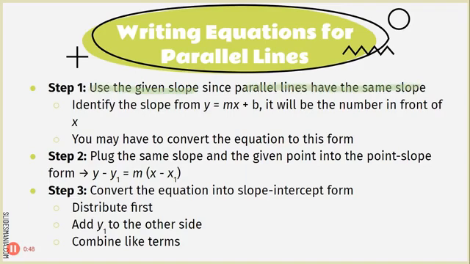If you are in slope-intercept form, you are going to identify the slope of that line and use that same slope. Sometimes you may have to convert the equation into slope-intercept form so that you can identify the slope. Once you have the slope, you plug that slope and your given point into point-slope form. That's what we've been doing all week. Your last step is to convert that equation into slope-intercept form, which we've also been doing all week. We distribute first, and then we move the constant over to the right side and combine like terms.